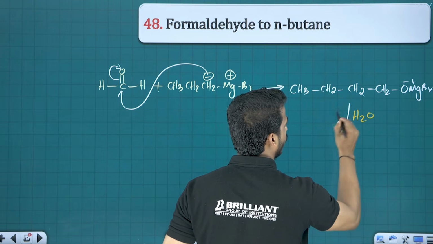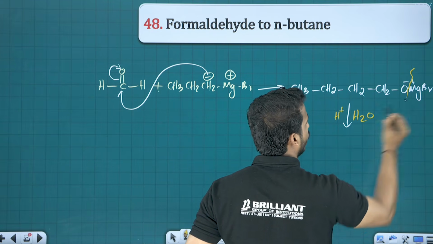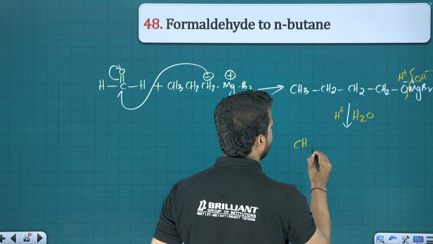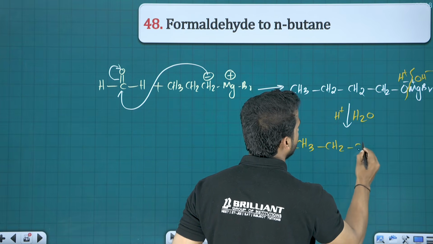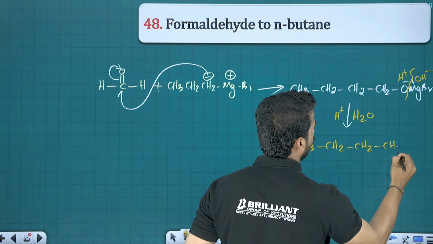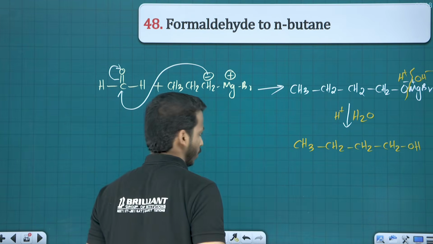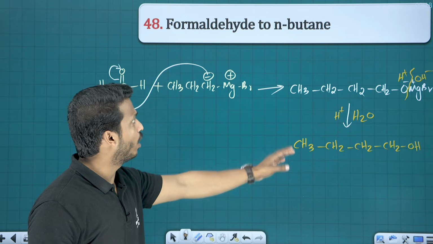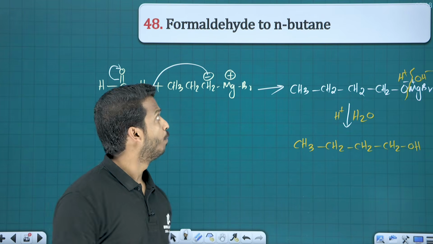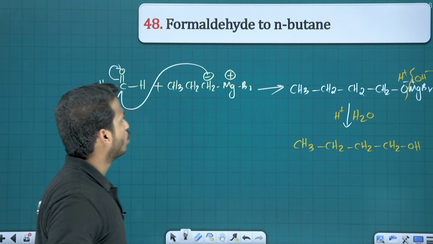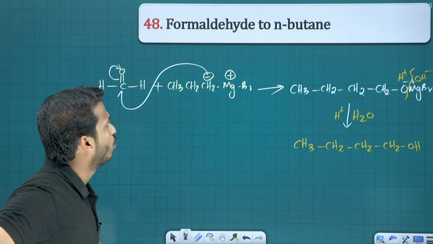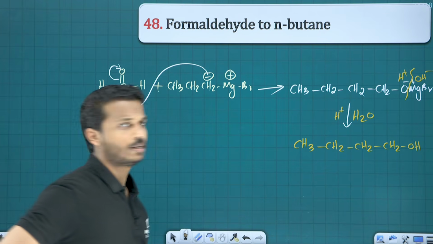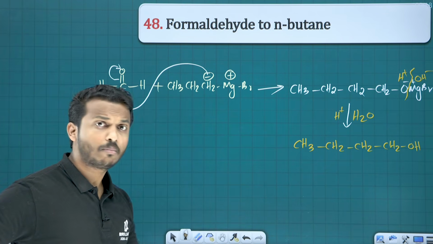On hydrolysis, what happens? From water, H plus goes to this side, OH goes to this side, and you get CH3, CH2, CH2, CH2, OH. You get butanol. Yes or no? So butanol is ready, but we need to convert it into butane. How to convert butanol to butane? A method is there.